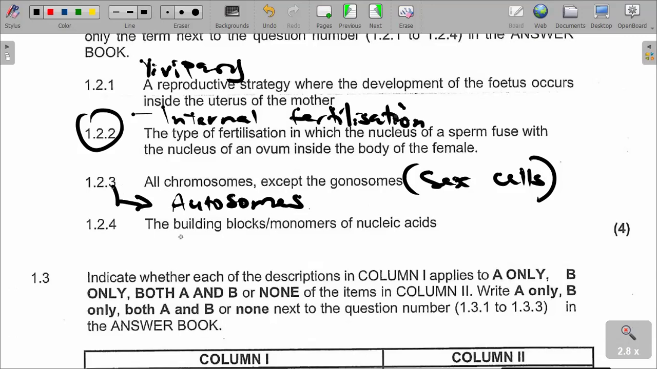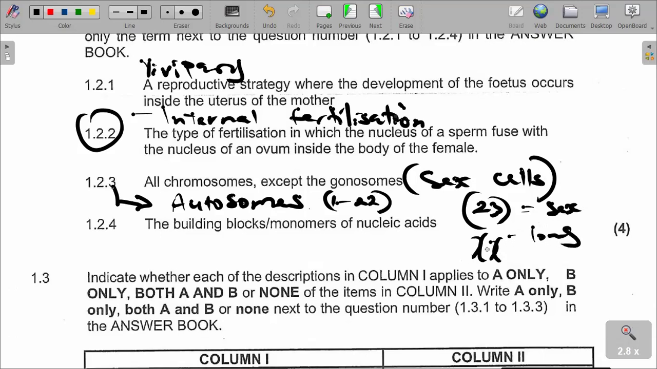They are called autosomes, which are chromosomes 1 to 22. And then 23 is called the gonosome, the XY, the sex chromosomes or sex cells. I want you to understand that the X chromosomes are long, and that is equal to a female. I want you to note that.